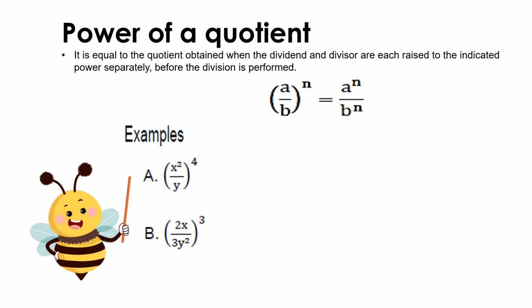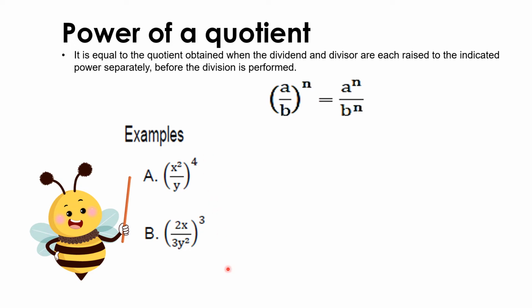Next one is the power of a quotient. It is just the same as the power of a product, but this time around, instead of multiplication, we have division. So a over b raised to n. Since they are inside the open and close parenthesis and raised to a certain exponent, we multiply the exponent to the exponent inside. So we have a raised to n over b raised to n.